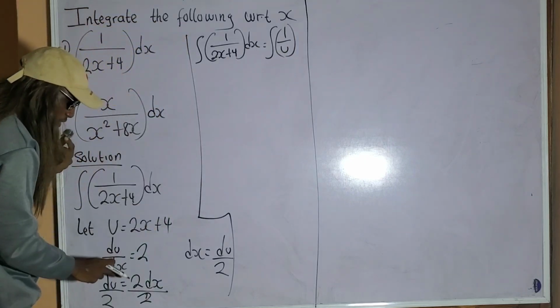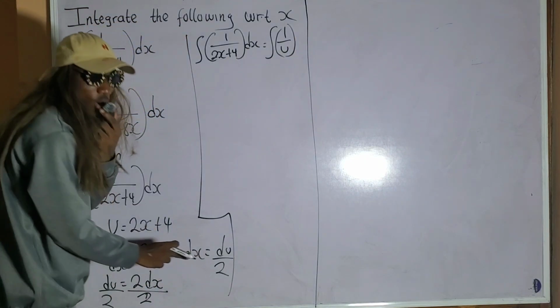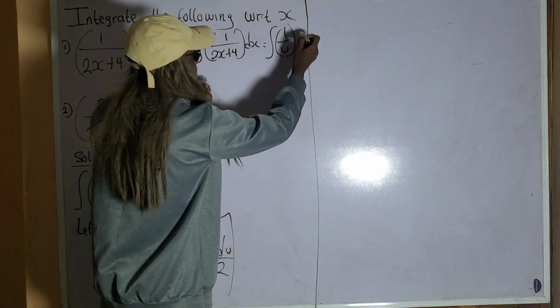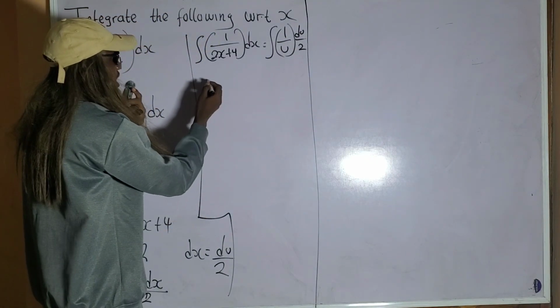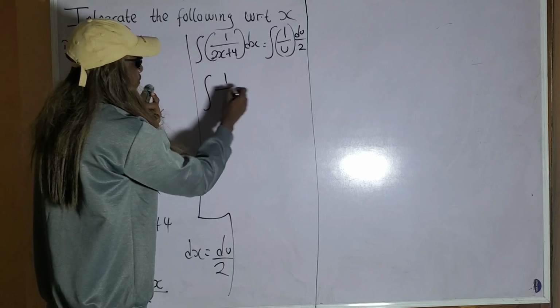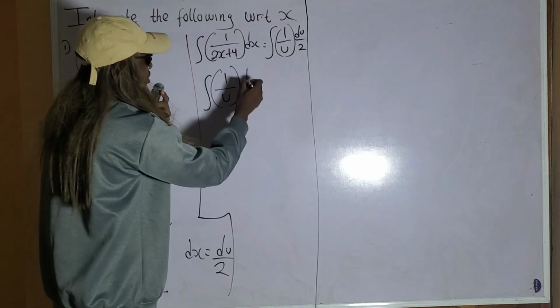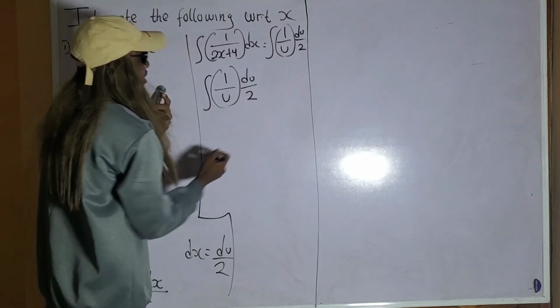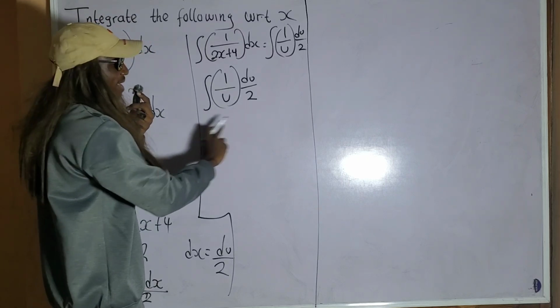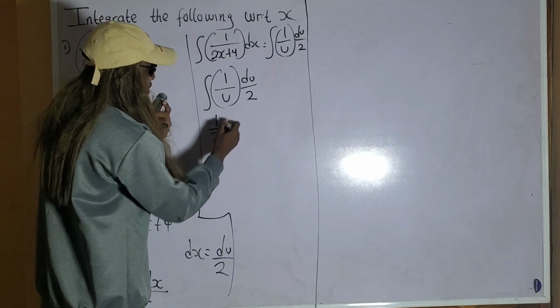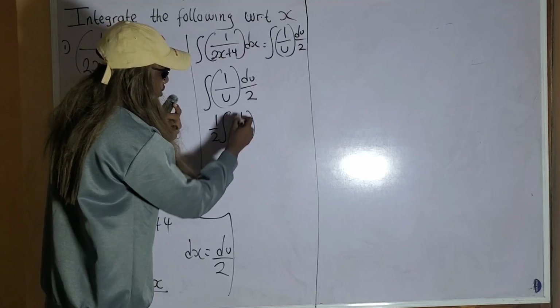Now, dx is what? dx is du all over 2, right? So I'm going to have 1 over u du all over 2. Do you get it? So here I'm going to have integration of 1 over u du all over 2. Now, I can take out the constant and write this as 1 over 2 integral of 1 over u du.